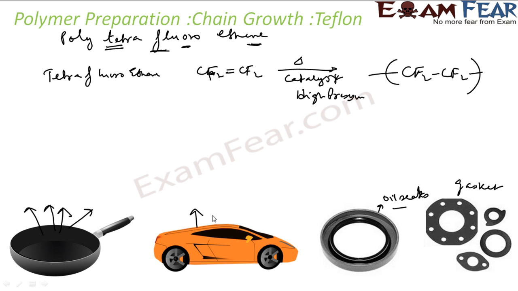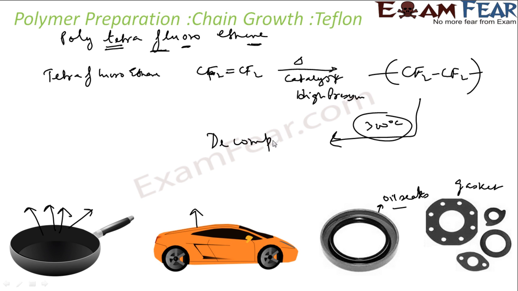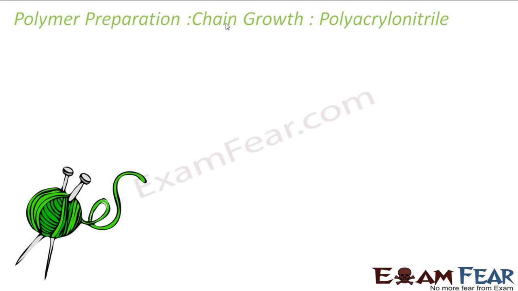Okay, but Teflon actually undergoes decomposition when you heat it above 300 degrees Celsius, which is something we don't use for cooking. But if you heat this at a high temperature, it undergoes decomposition. That is Teflon. This is also prepared by the same chain growth polymerization reaction.